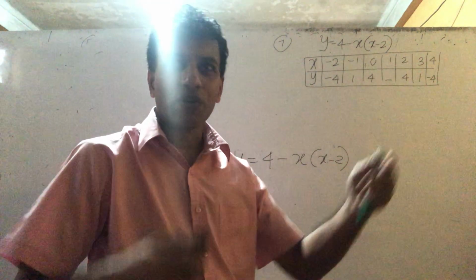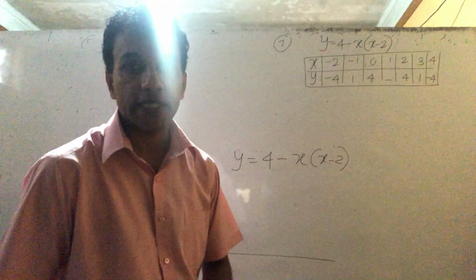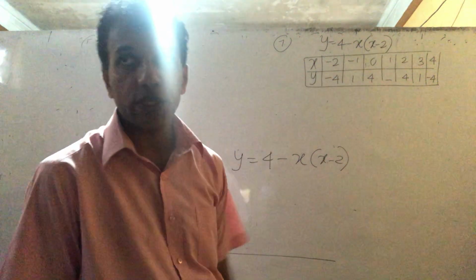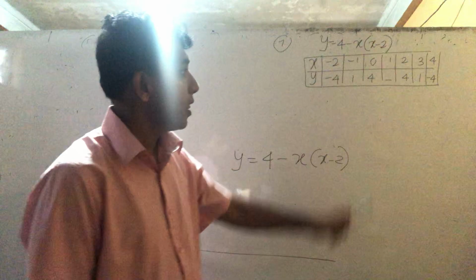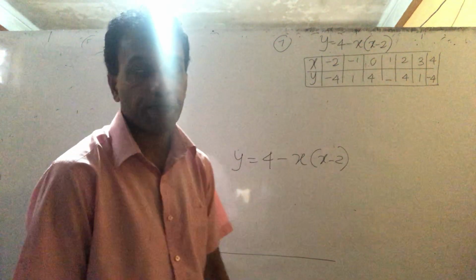So I won't read the full question. The graph equation is given. Next, copy this table. x is from minus 2 to plus 4, the boundaries or the values for x: minus 2, minus 1, 0, 1, 2, 3, 4.